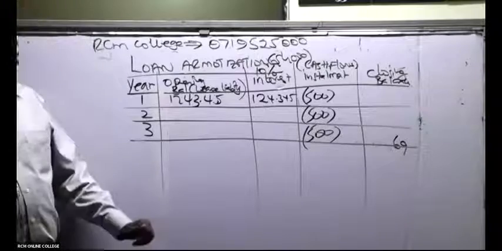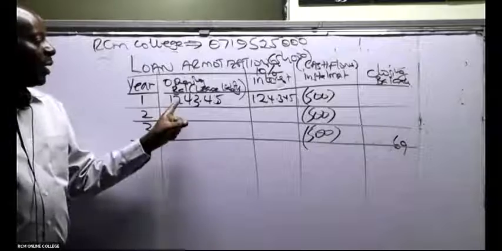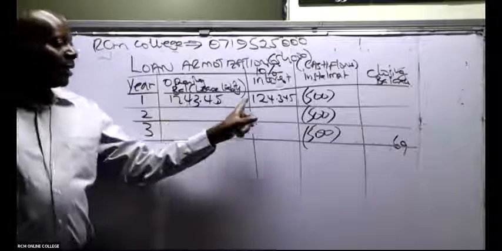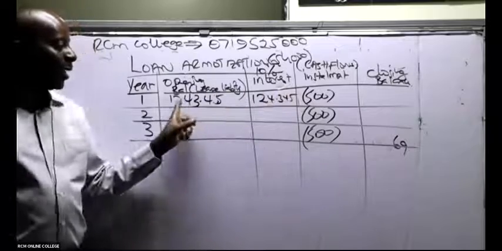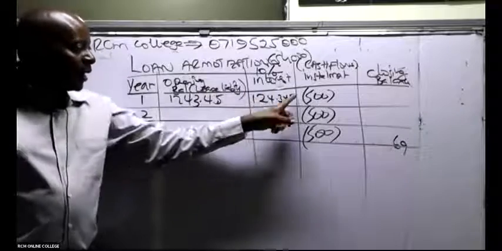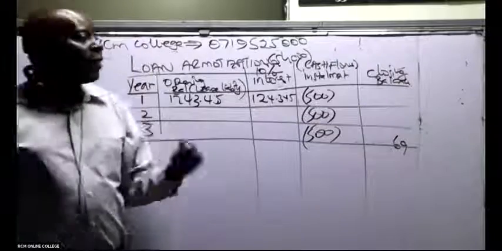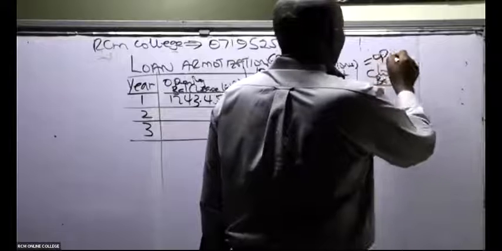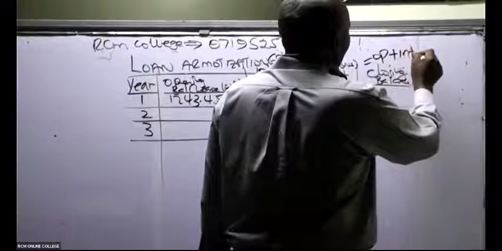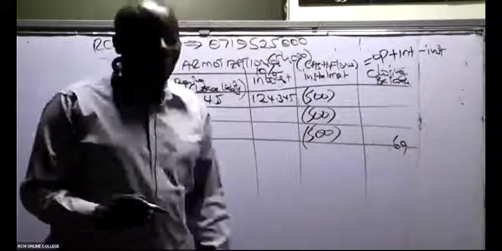So I would want somebody to give me the closing balance. How do we get closing balance? We take opening balance plus the interest minus the cash flow. Closing balance will always be opening plus interest minus installment.